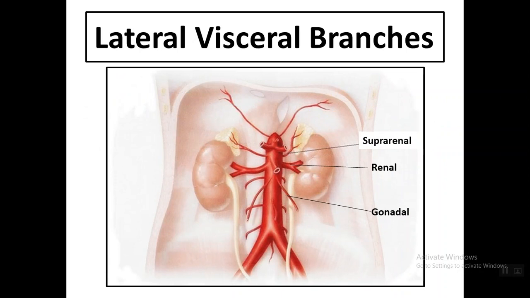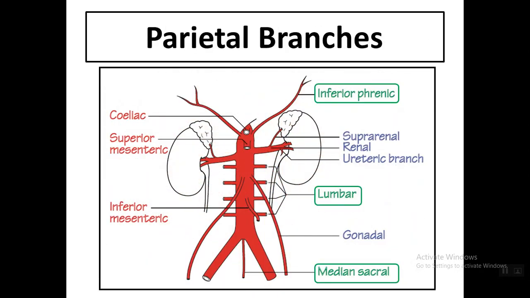The lateral visceral branches supply the organs or the viscera that are situated laterally on both sides of the aorta. These are the suprarenal artery, renal, and the gonadal, that is the testicular or ovarian artery. The parietal branches that supply the posterior abdominal wall are the inferior phrenic artery that supplies the diaphragm, the lumbar arteries that supply the posterior abdominal wall, and the median sacral artery.